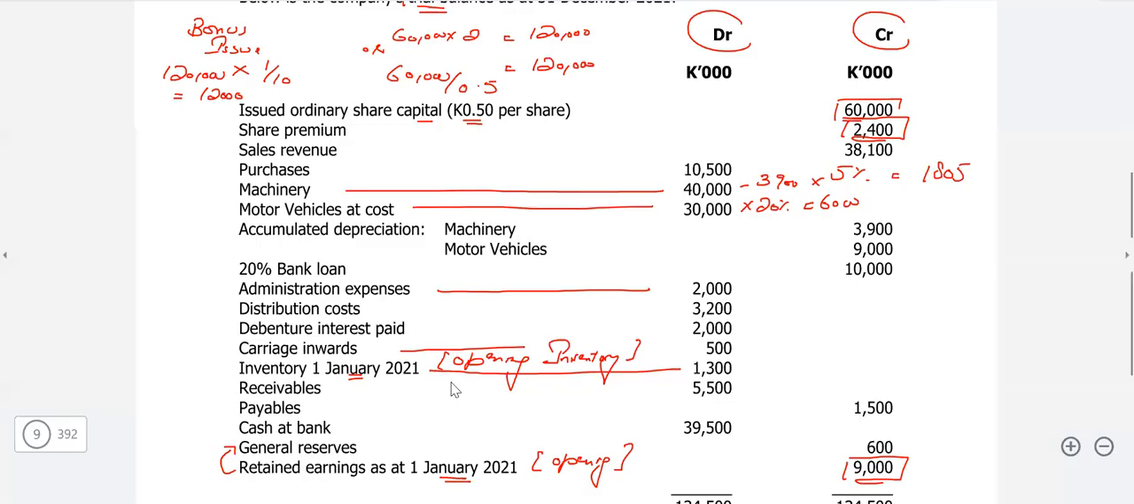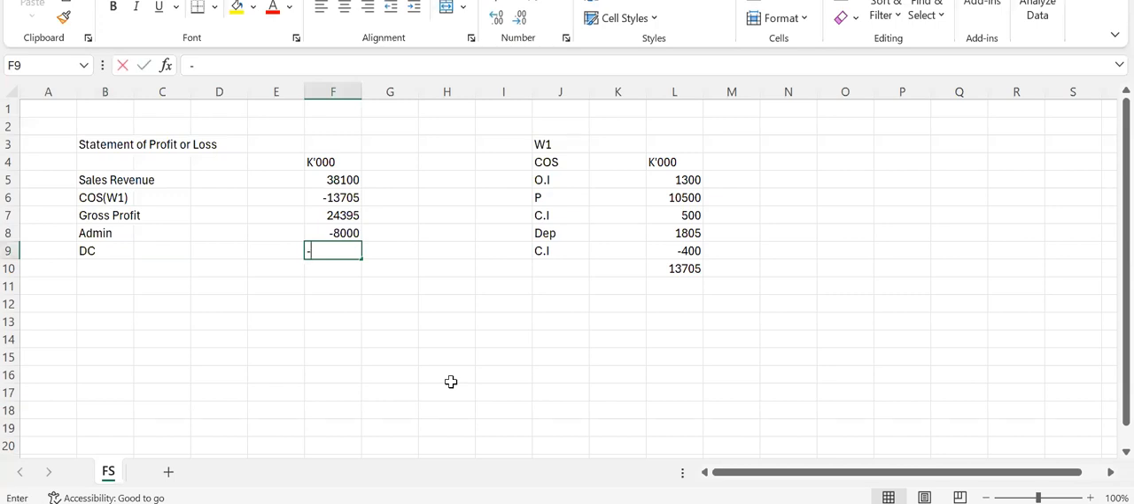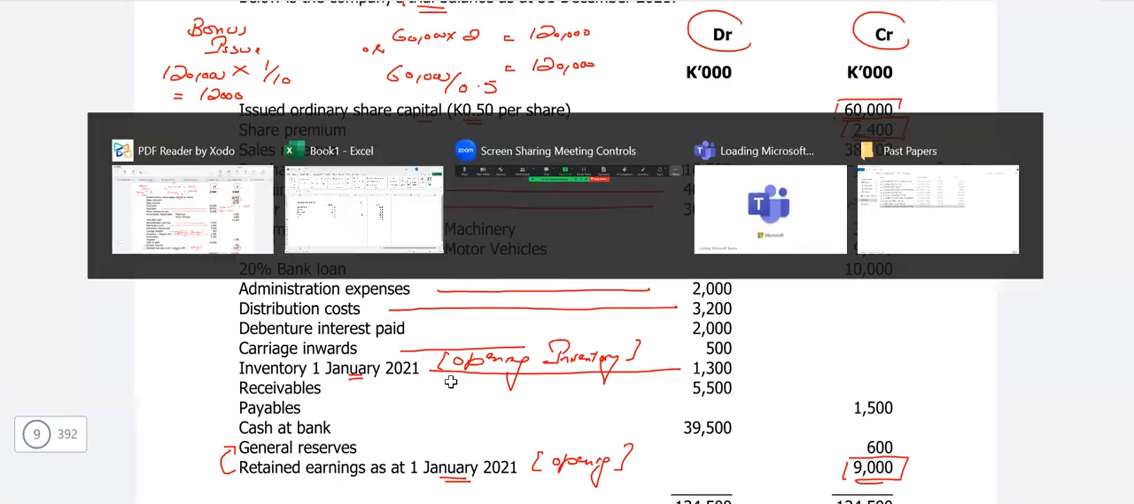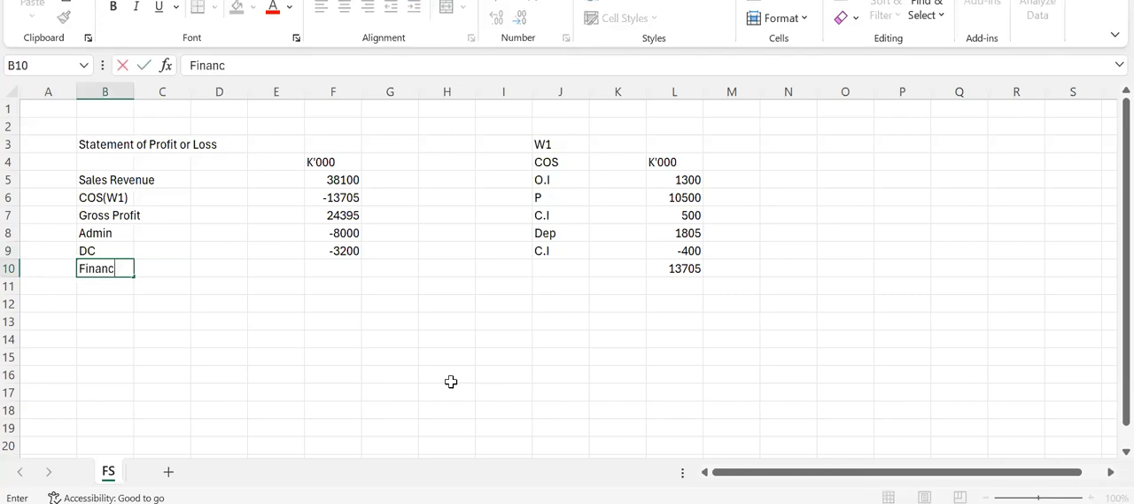Now we have the distribution cost. So distribution cost is directly given and we have no adjustment pertaining to that, and we can take that figure directly, which is 3,200. So minus 3,200. So make sure you're looking at the correct figures within the statement of profit or loss. Okay, so distribution cost is done, and then we have the interest, which is the finance cost.